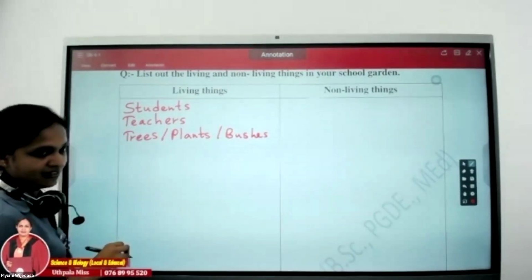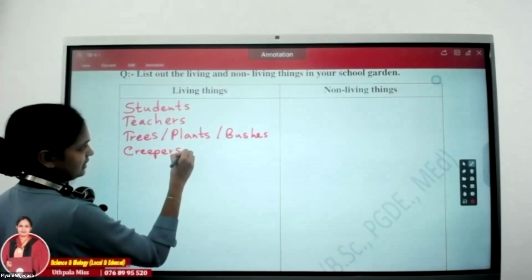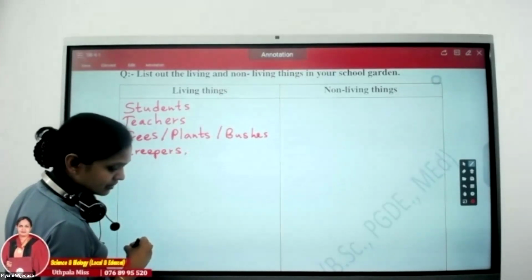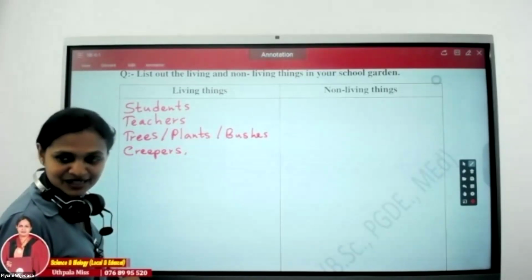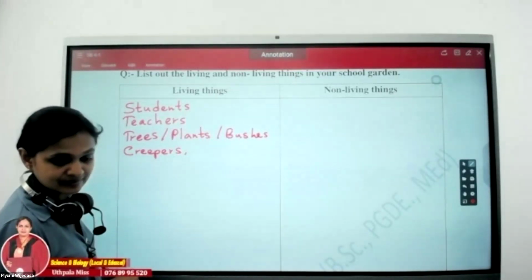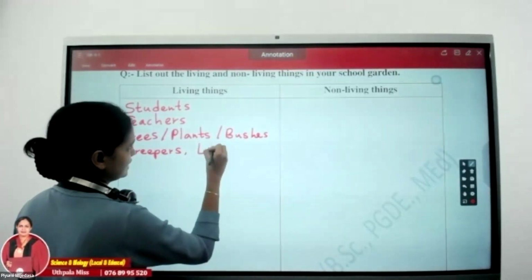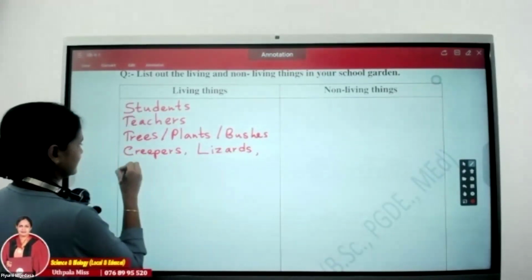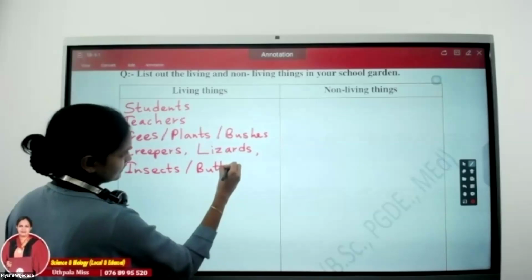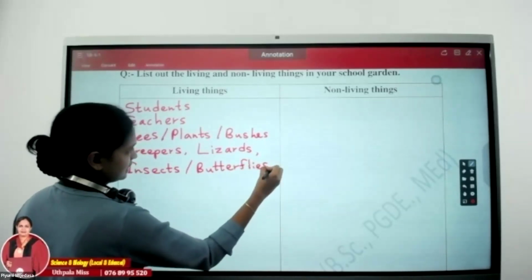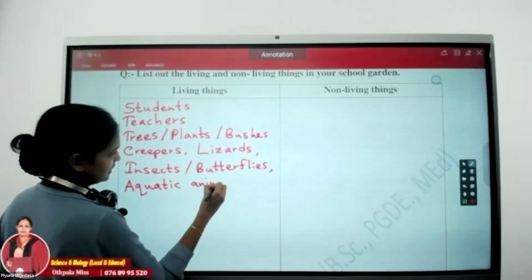Plants. Birds. Animals. Flowers. Creepers. Lizard. How could the flower be unknown? Because in the plants there are flowers, leaves, all these. These are parts of a plant. Birds and butterflies. Insects. Worms. Aquatic animals like fish. Then if there is a pond, aquatic animals, frogs.